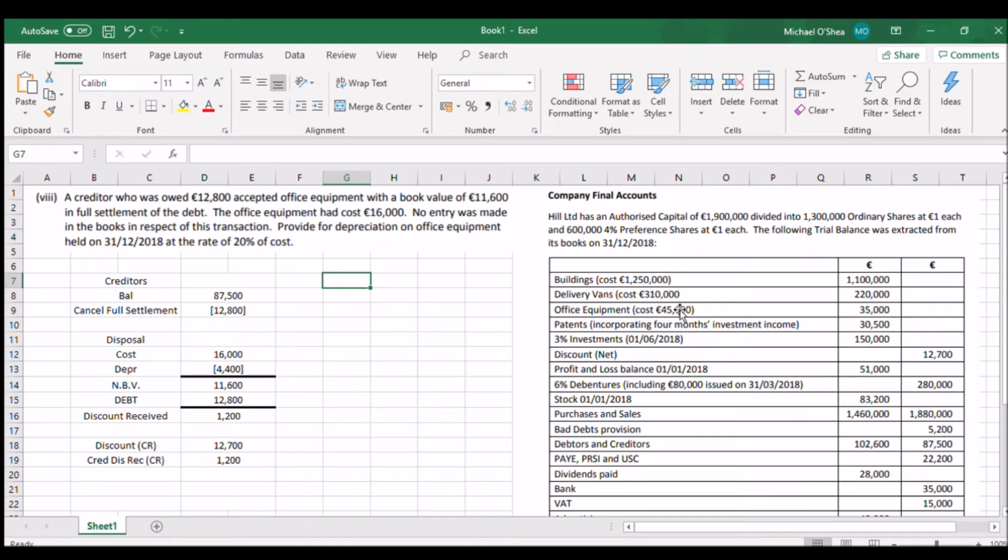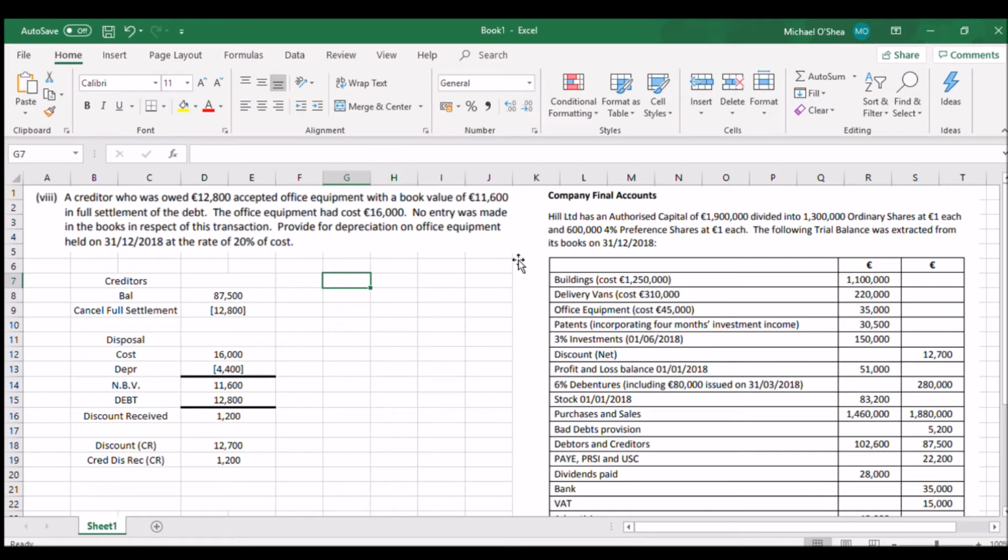So this is no longer what my equipment is in my accounts. This question was a little bit misleading. They talked about creditors and equipment, and that was it. They never said anything else. When in reality, we had to do a creditors account, we had to do a disposal account, we had to find out that there was discount and do a discount account.